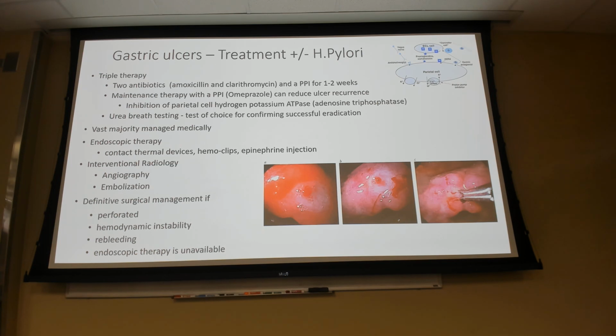And then we usually do a test of cure for these patients as well, which is your urea breath testing. Most of these are managed medically, so if we think it's in the stomach, then a lot of times we will get that EGD, and they'll do the biopsies and testing. If it's bleeding, they may get an angiography or embolization.